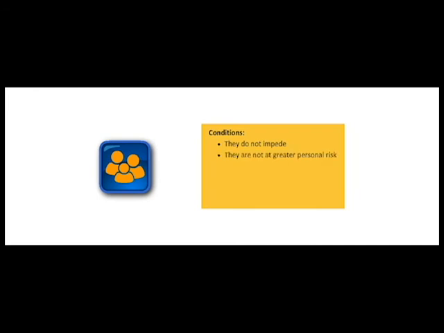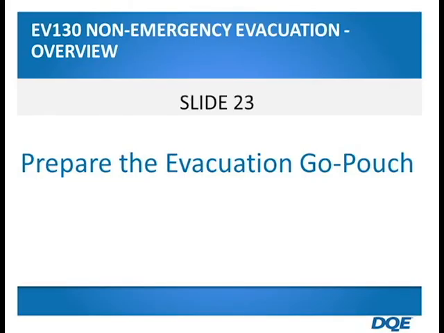Allow family members and visitors to remain with the patient at the discretion of unit leadership under the following conditions. Their presence does not hamper or impede evacuation efforts. They are not at greater personal risk by remaining in the facility. Their presence is helpful in calming the patient, serving as a translator, or facilitating the move. And they are parents or legal guardians for minors or healthcare proxy for patients without decision capacity.